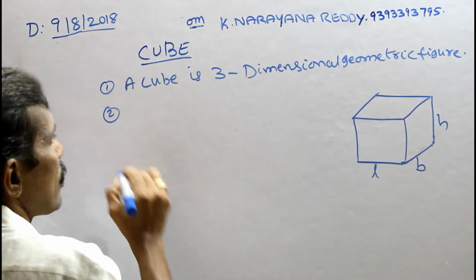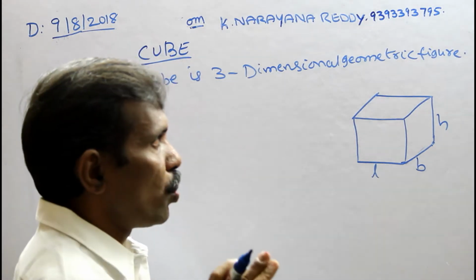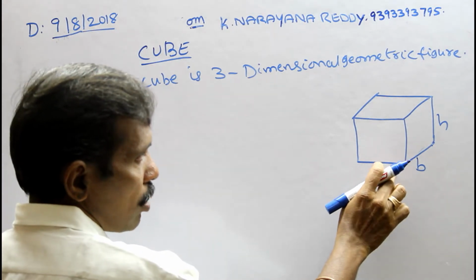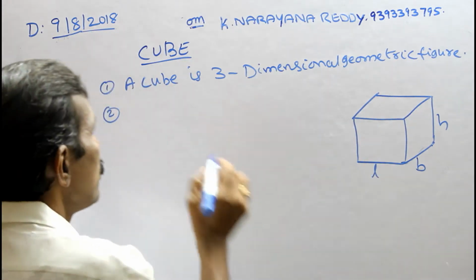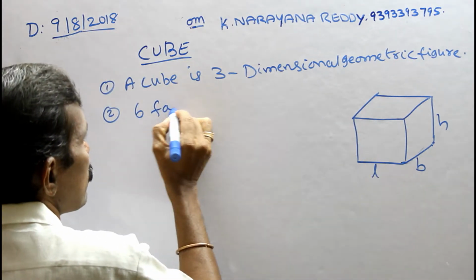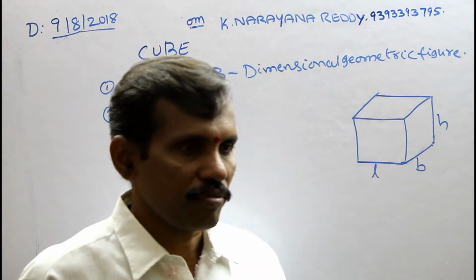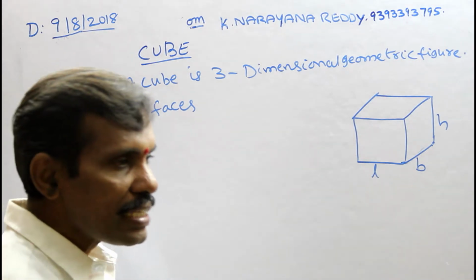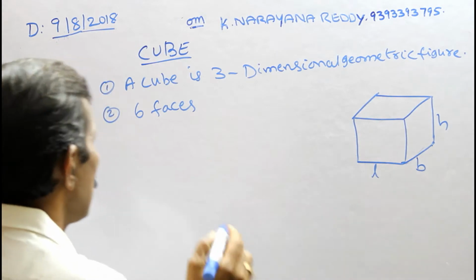Three dimensions are there: length, breadth and height. How many faces are there? Top, bottom, left, right, front, back. So there are 6 faces. So a cube contains 6 faces. One thing you have to observe here is that each face edge has the same length.